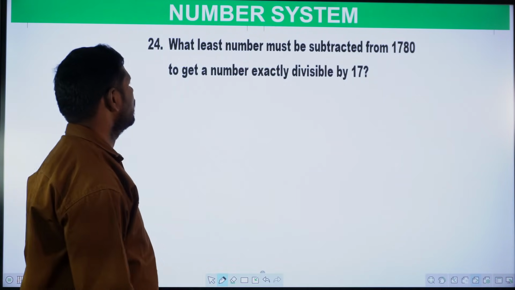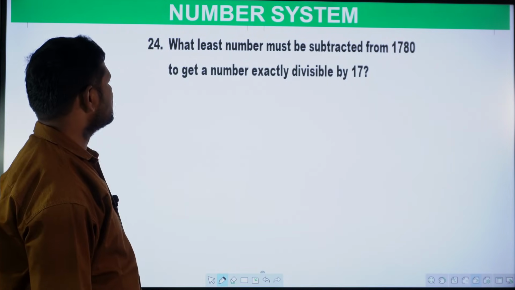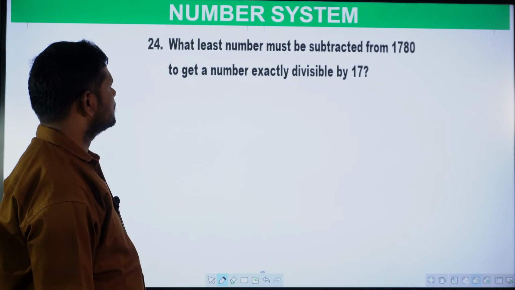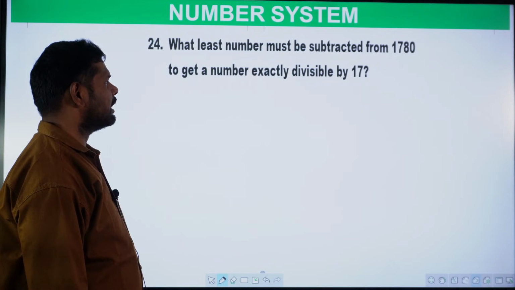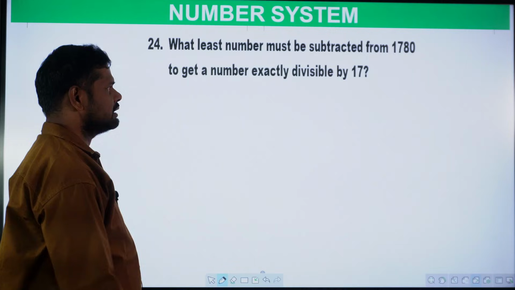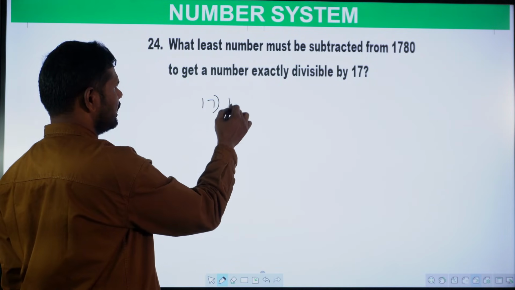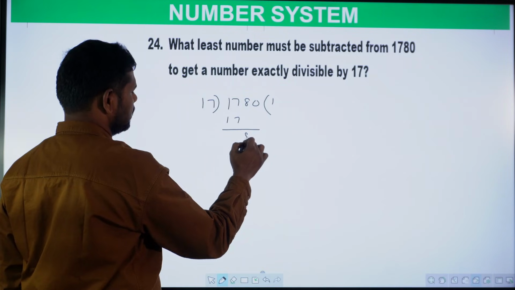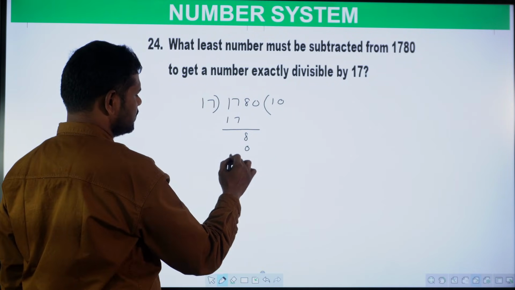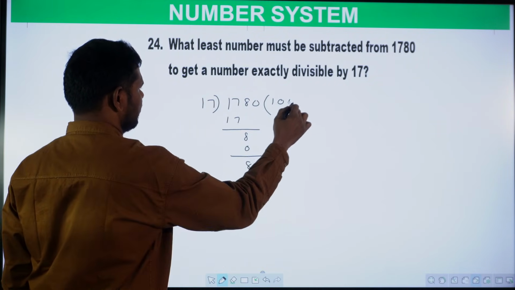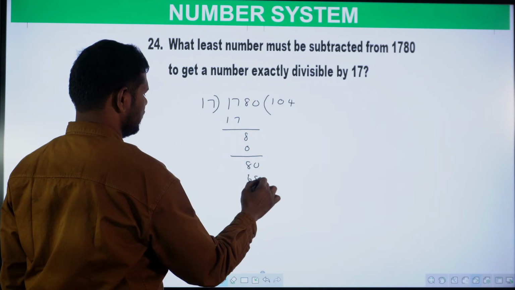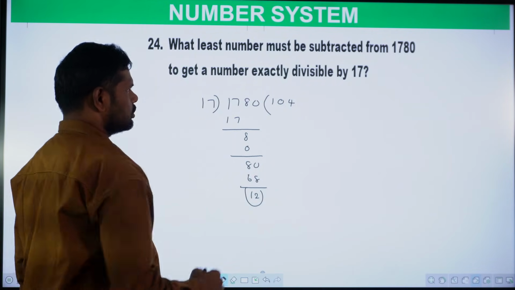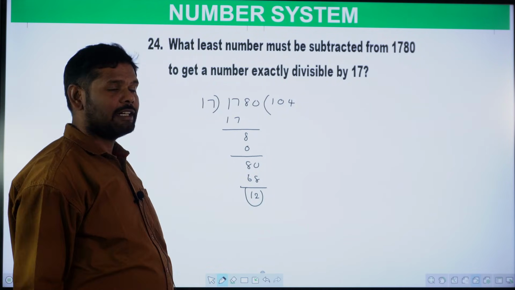Next one. What least number must be subtracted from 1780 to get a number exactly divisible by 17? So you need to divide that number by 17. 17 ones is 17, 8. I am dividing here: 8, 17 zeros 0, then 80. 17 fours is 68. Remainder is 12. So what least number is subtracted?